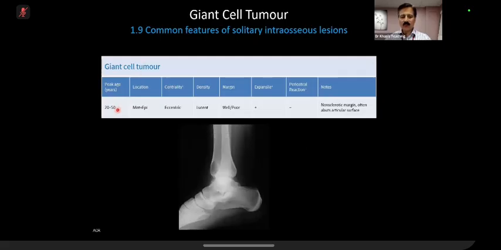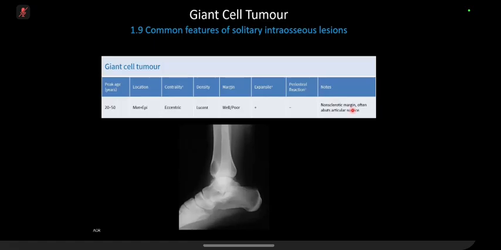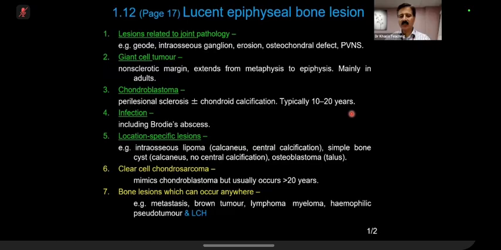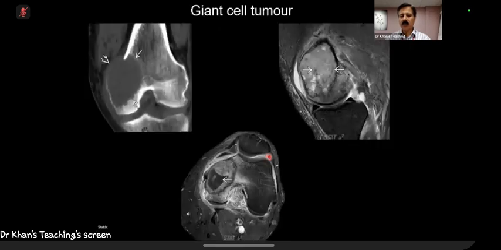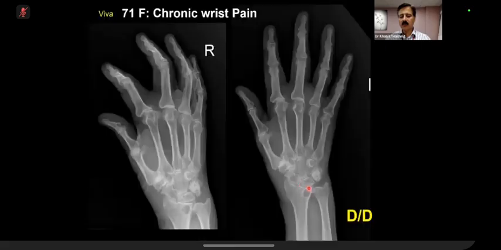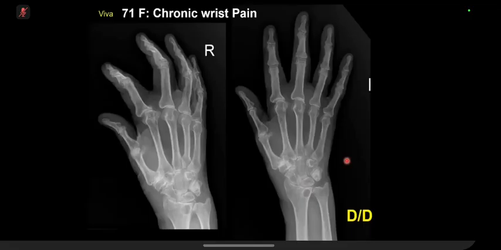Giant cell tumor. Look at notes, non-sclerotic margin, right? Classical giant cell tumor will have a margin which is non-sclerotic. And in your case, there is a bit of sclerosis, right? Yep. So that is another parameter.